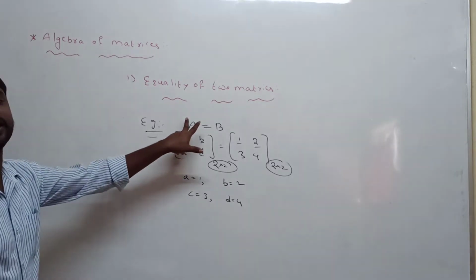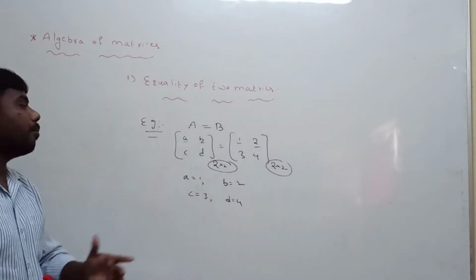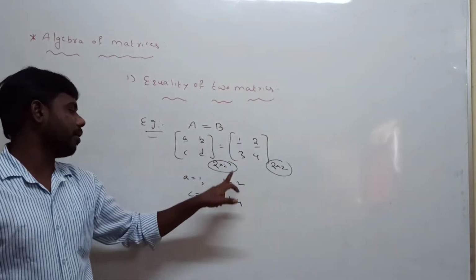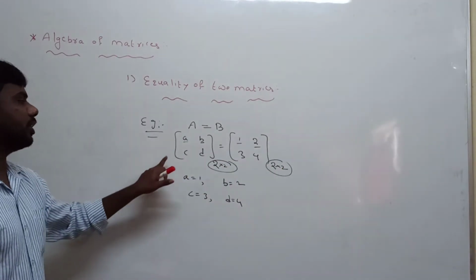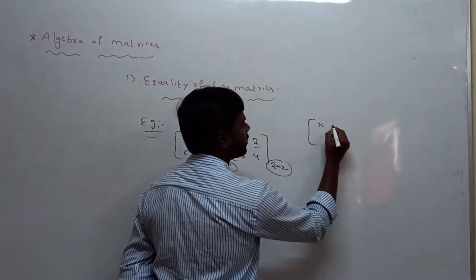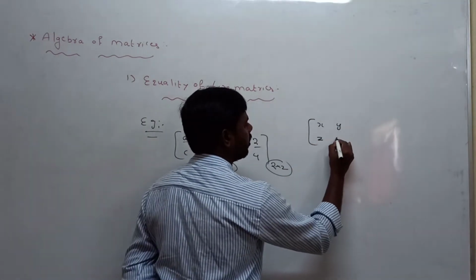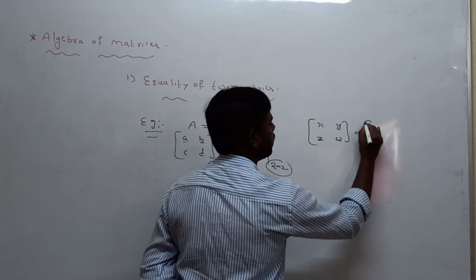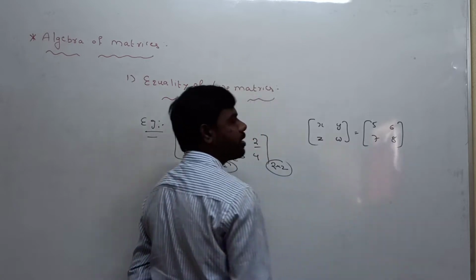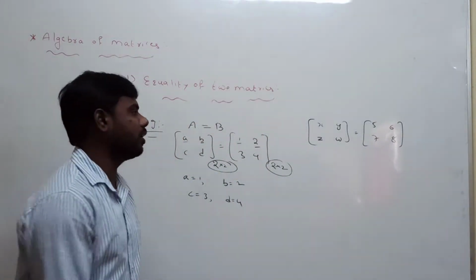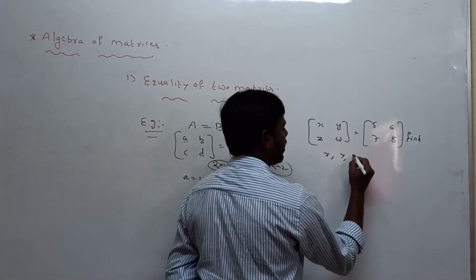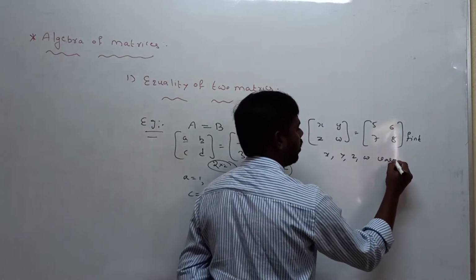Two matrices are said to be equal if both the matrices have the same order, then corresponding elements are equal. So this is an example. One more example: suppose we take the matrix x, y, z, w is equal to 5, 6, 7, 8. Suppose they are asking to find x, y, z, w values.